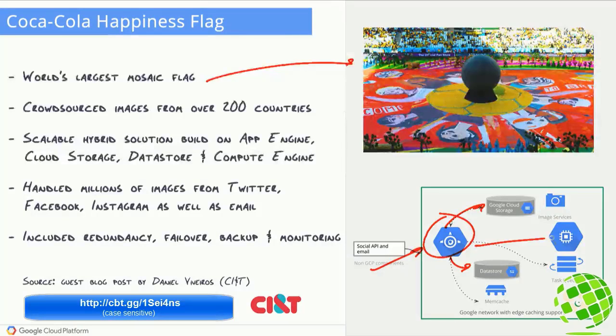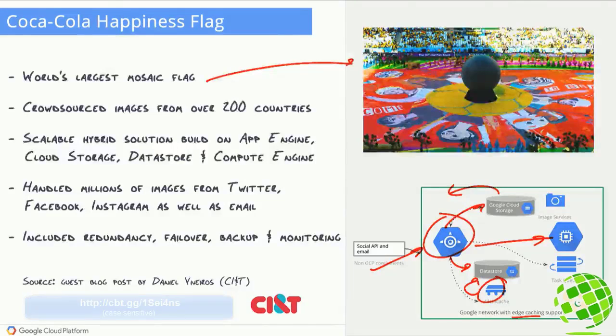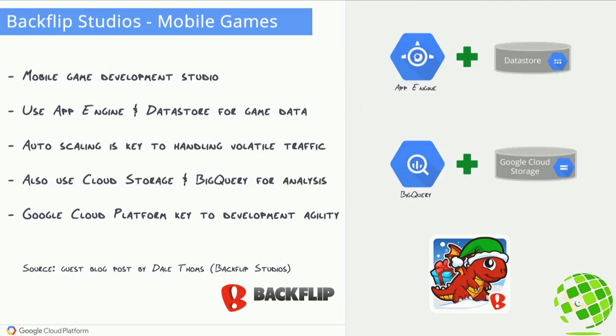Plus, they would use Compute Engine to do the back-end heavy lifting for the image transformations and to create the flag. Plus, they had some nice performance features here. Memcache on top of the Datastore. We'll talk about that when we get into the Datastore. And, of course, edge caching support in Google's network with those images getting served from Google Cloud Storage. So a great example there of a hybrid solution using many GCP services. Another interesting example here is from Backflip Studios and really just mobile gaming in general.